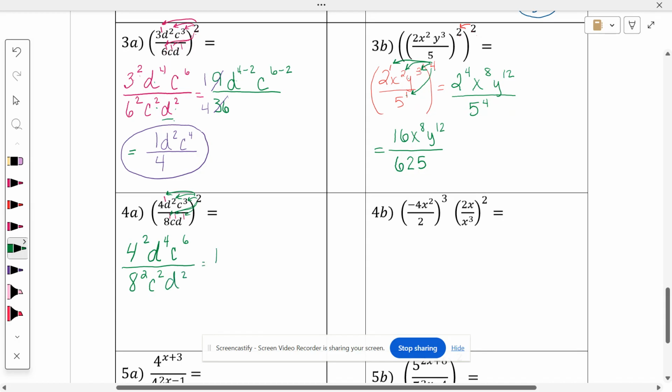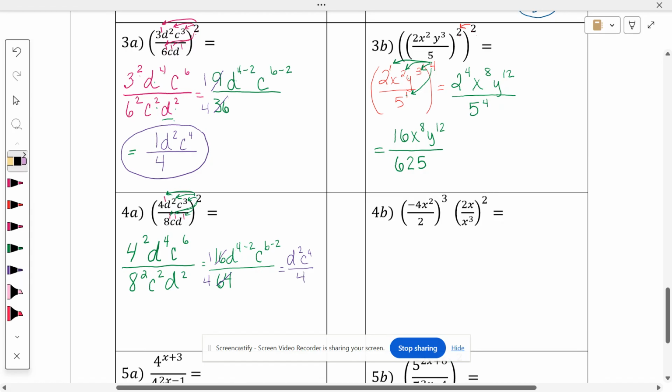When I simplify this, I get 16 d to the 4 minus 2, c to the 6 minus 2, over 64. That's what 8 squared is. And 16 will go into itself one time, and into 64 4 times. So I actually get d to the 4 minus 2, which is d squared, c to the 6 minus 2, which is c to the 4th, all over 4.